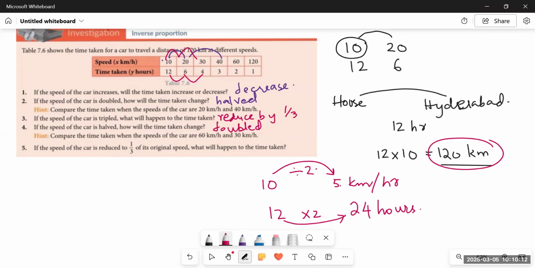And in part 5, it says, if the speed of the car is reduced to 1/3 of its original speed, what will happen to the time taken? The time taken will be tripled. It's the best example to understand inverse proportion.